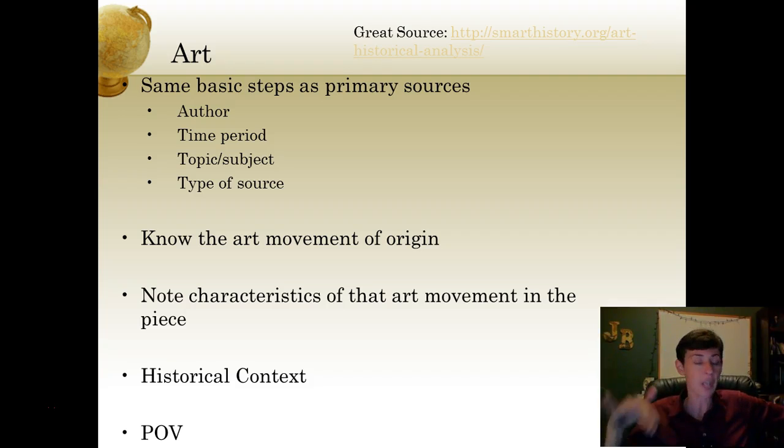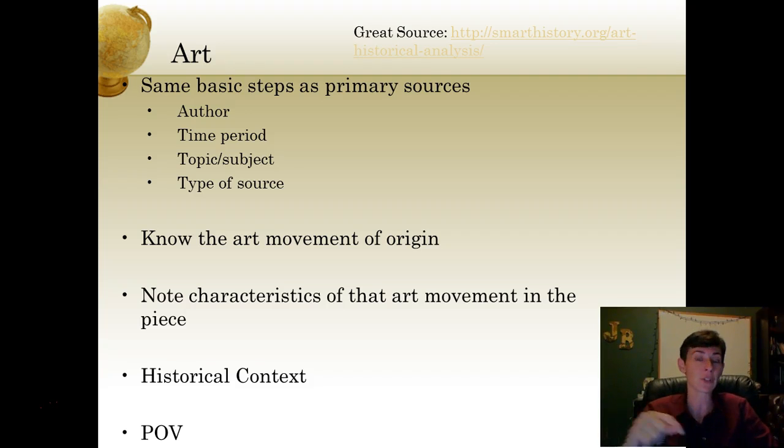So you're going to follow with art the same basic steps as you do with primary sources. You're going to look at the author, time period, topic, subject, type of source. Now, what you want to do as best as you can is identify the art movement of origin. What is it? Mannerism? Is it Baroque? Is it neoclassical? Is it Renaissance? What is the art movement? That's going to help you a great deal.